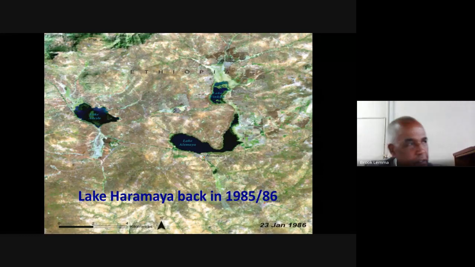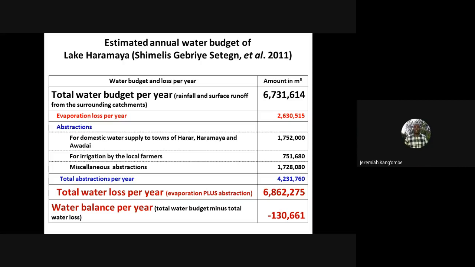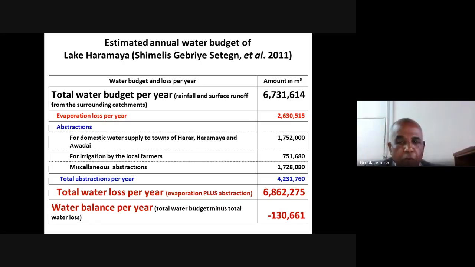This Bow Lake is the one which was then called Alamaya, now Haramaya Lake, where I had to work for over 20 years. Now, over the years, what I have observed at Lake Haramaya is that the total water budget was about 6.7 million cubic meters of water. And the total water loss of the lake was about 6.8, 6.9 million cubic meters. And annually it was operating at a deficit of 130,000 cubic meters of water.